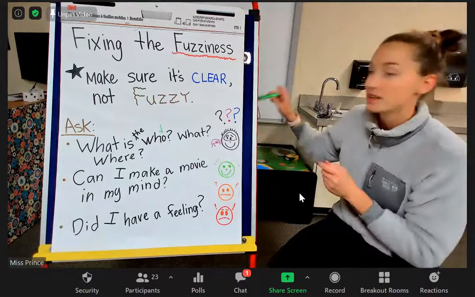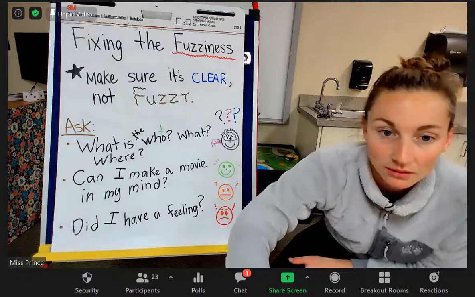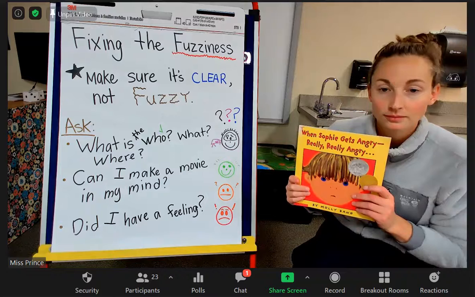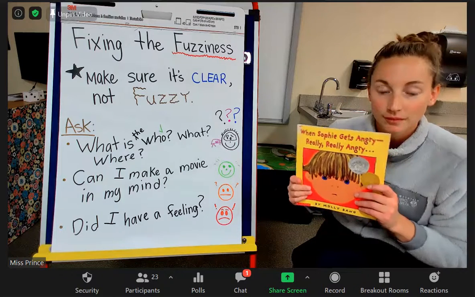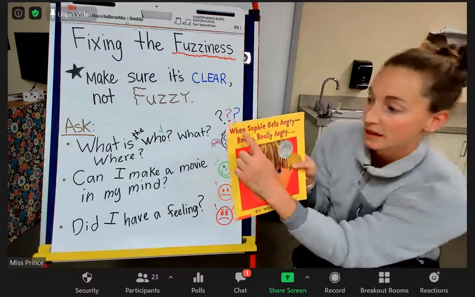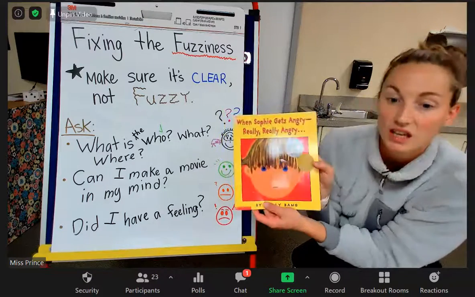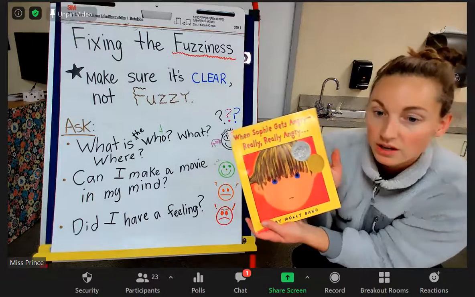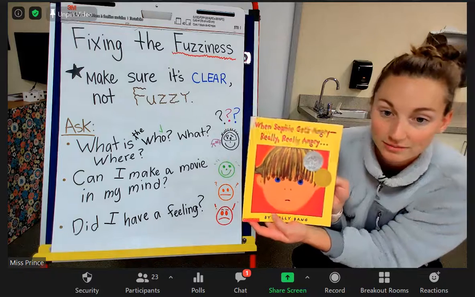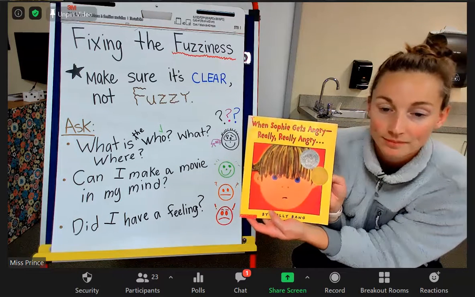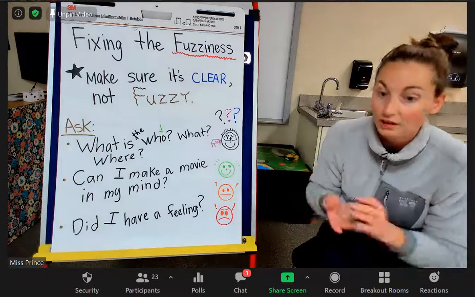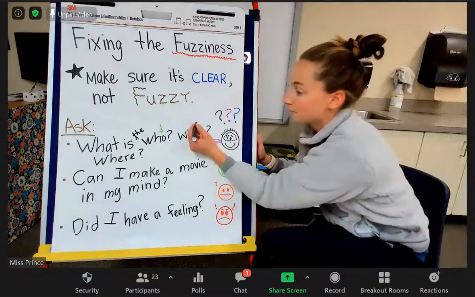Do we know what this story is about? Alakai, I'm going to call on you. Alakai, do we know what this story is about? About me? Yes, you. I don't know. So let's look at the title again. When Sophie gets really, really angry. So can we decide that this story is about how she feels when Sophie gets angry? Angry? Yeah. So we know that this story is about Sophie and how she gets super angry. So let's check that one off.